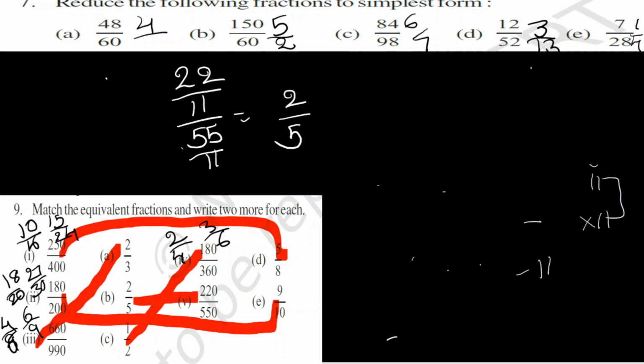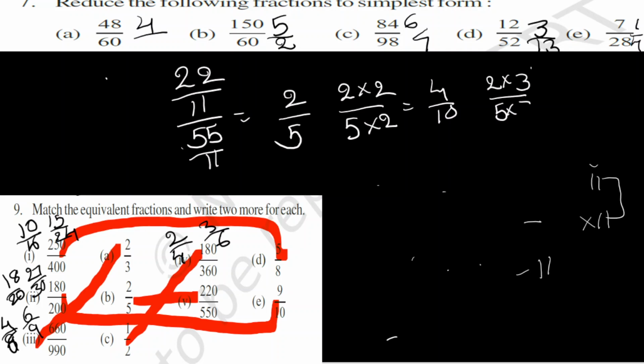Let's multiply both the numerator and denominator with the same number 2, 4 by 10, and let's multiply with 3. The fraction becomes 6 by 15. Now 4 by 10 and 6 by 15 are also equivalent fractions of 220 by 550. And this is about equivalent fractions and simplest form.